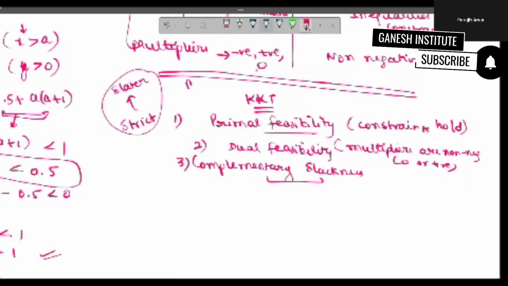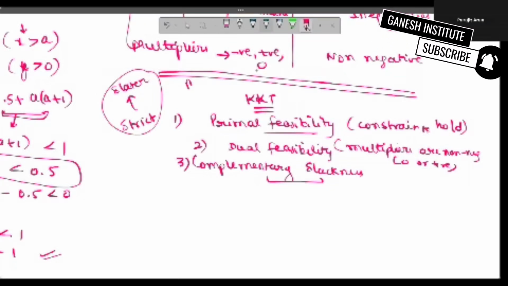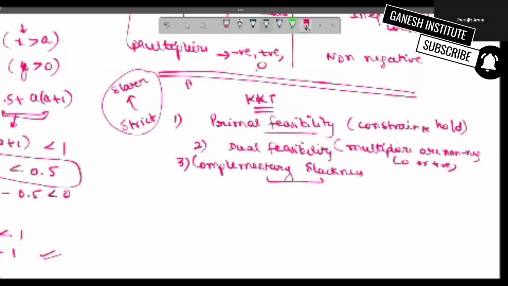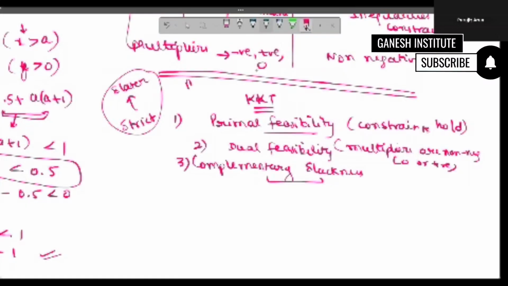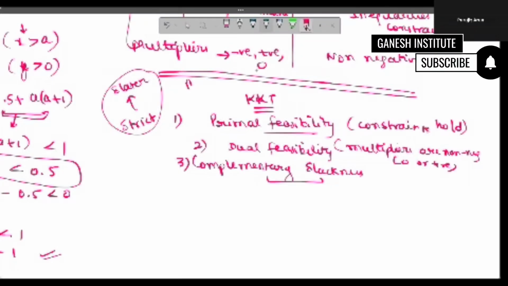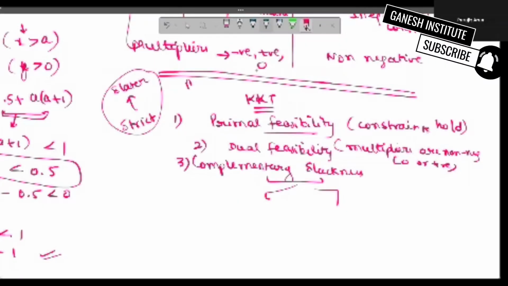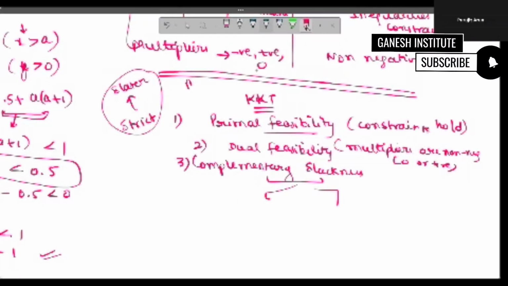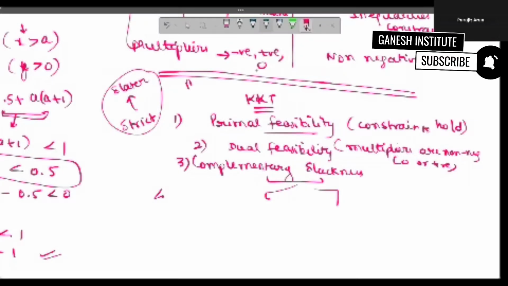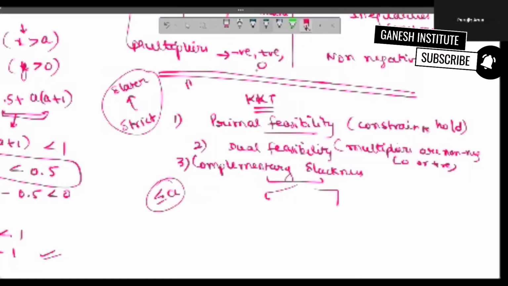So just before this, you asked me how come primal feasibility is there, like constraints hold, and still multipliers have to be zero or positive. So there can be two things. If slackness is there, that means you have less than or equal to or greater than or equal to, the inclusive nature of inequality is there.